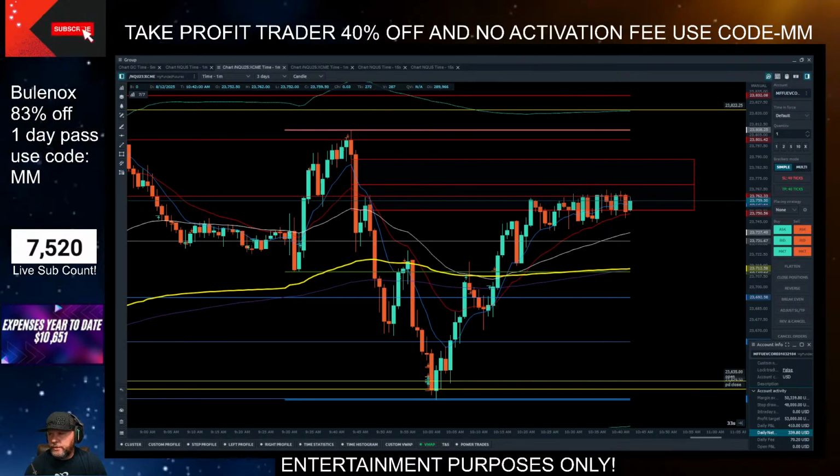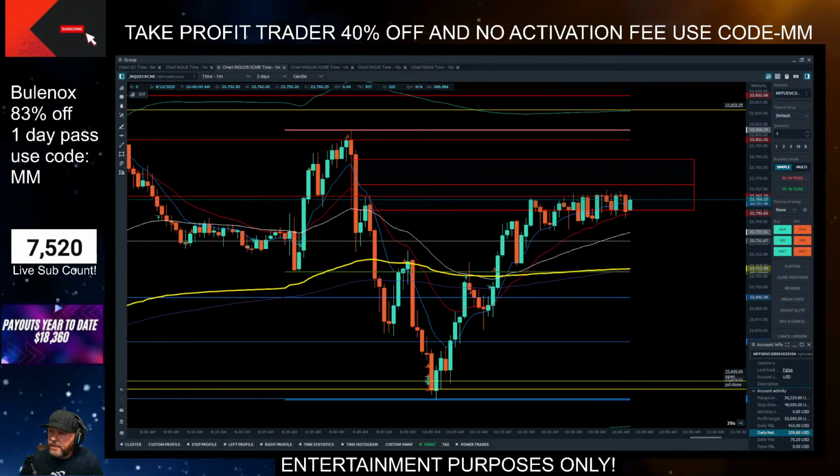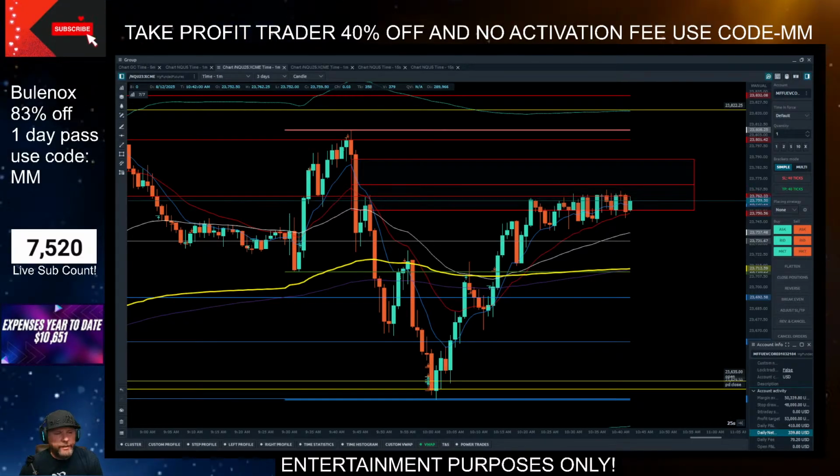Potential inside bar here if we don't break this high. If we hold in this range and we don't break this high, potential inside bar. I would like it to the upside, but I don't know if it prints. A long time left on this candle.